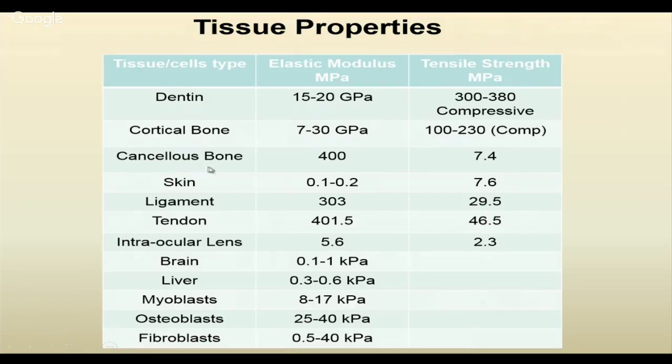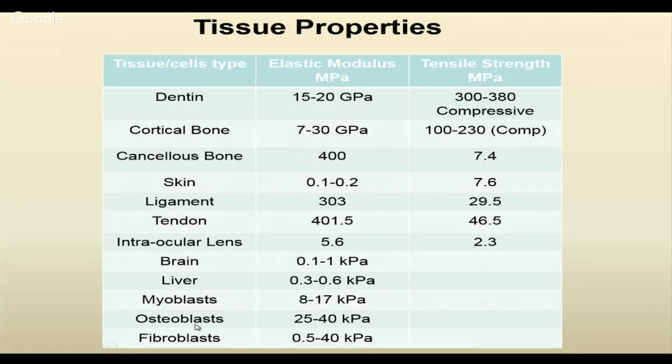Whereas cancellous bone has an elastic modulus of about 400 MPa. The tensile strength is about 7.4 MPa. The skin has an elastic modulus of about 0.1 to 0.2 MPa. Tensile strength is about 7.6 MPa. Similarly, you can see different tissues like brain, liver, and tendon and ligament. All these different tissues have different moduli.